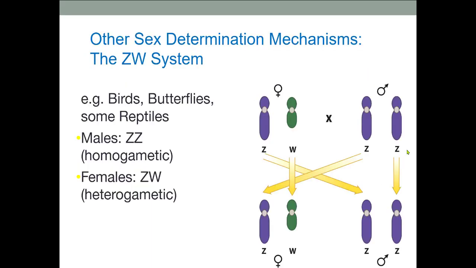This is just showing us the ZW system. I don't know if this is really necessary, but the key point here is just that the female is the heterogametic sex now. So she has two different chromosomes, whereas the male has two of the same. And you can see how they mix together. I don't know what these yellow lines are all about. It's pretty crazy. But this is just a normal cross.